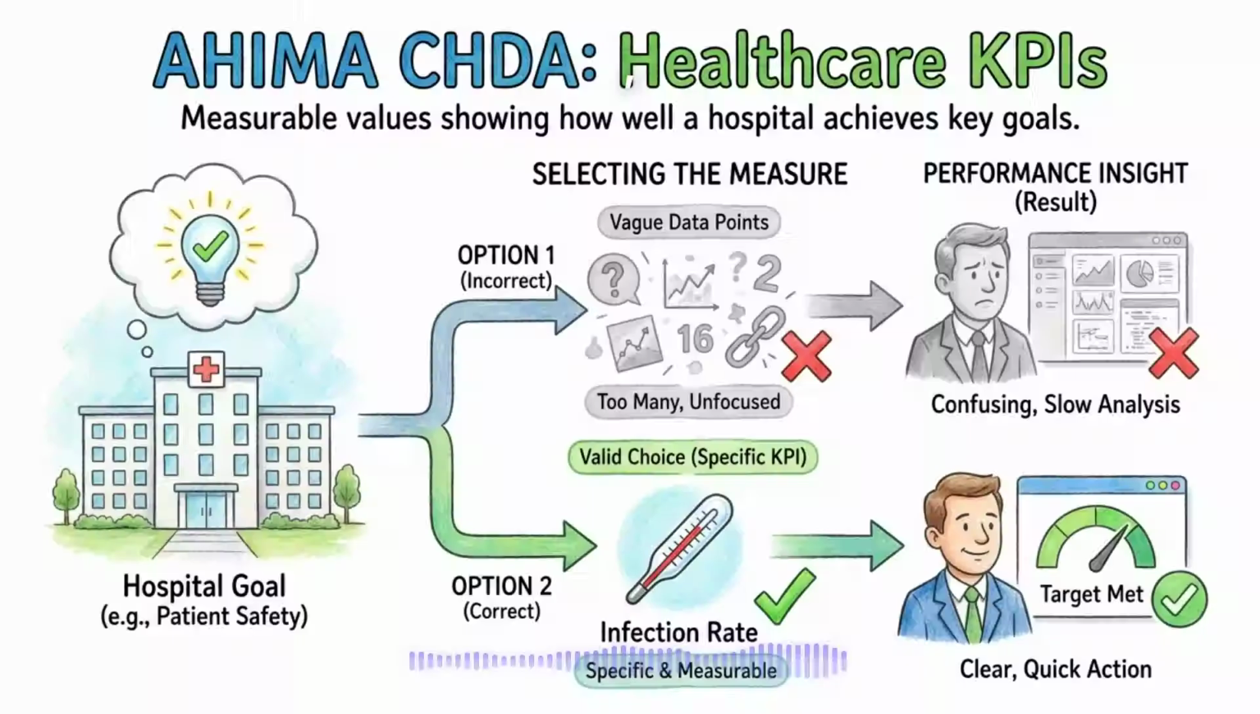To measure hospital success, analysts rely heavily on key performance indicators, widely known as KPIs. A KPI is a carefully selected, highly measurable value that demonstrates how effectively a hospital is achieving its most critical clinical or business objectives. Instead of tracking thousands of random data points, hospital executives focus on a dashboard of 10 or 12 major KPIs to understand overall performance at a single glance. The exam will definitely test your knowledge of specific healthcare KPIs and exactly how they are calculated.